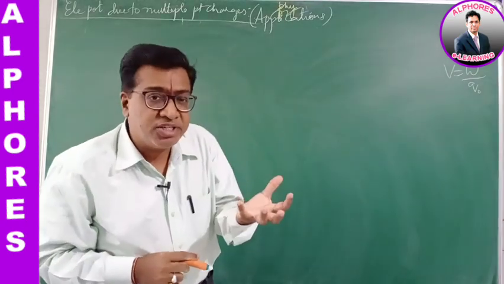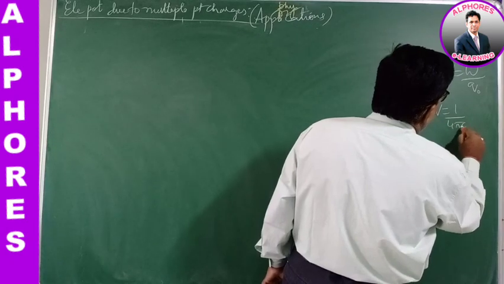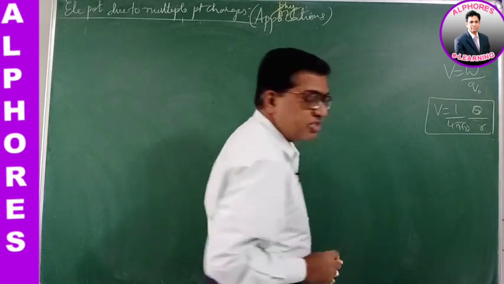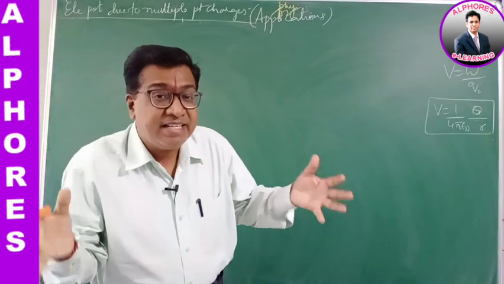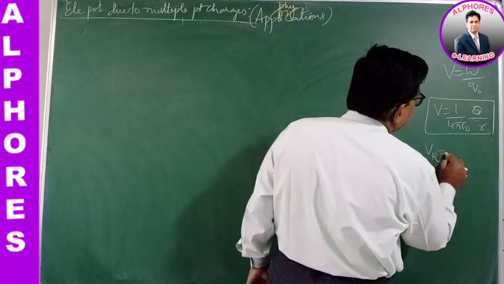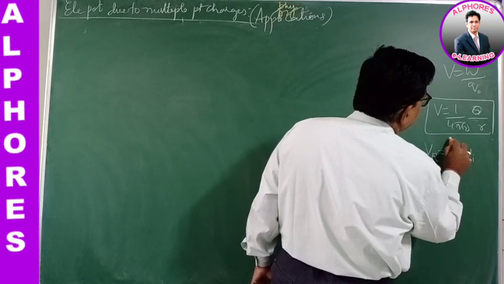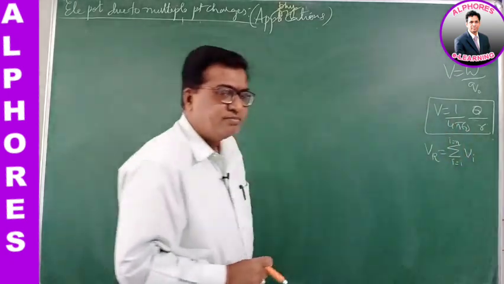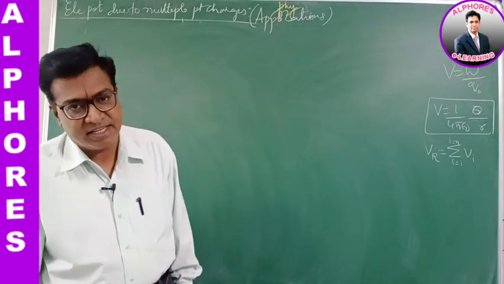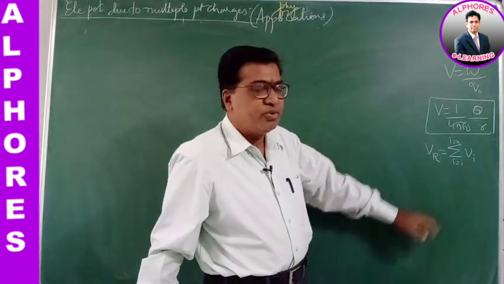Later we learned the formula for the potential due to a point charge. Due to a point charge, the potential is 1 by 4 pi epsilon naught Q by R. And if there are n discrete charges, then the total potential is the algebraic sum of all the individual potentials from i equals 1 to N. Correct? So this way we are going to find the potential due to n discrete charges. Let us take up the applications of the potential due to n charges.